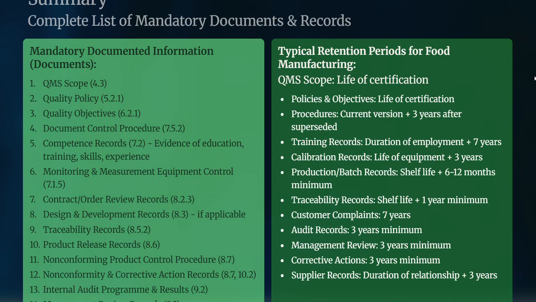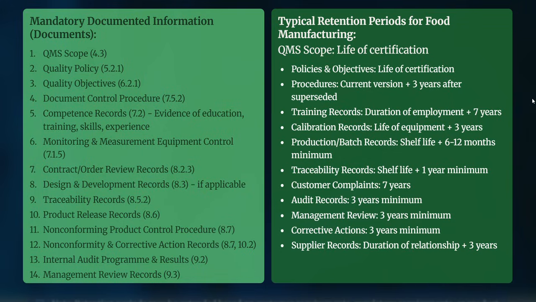And the typical retention period for manufacturing: the QMS scope, you need to retain it for the life of the certification. That's the retention period. For the policies and objectives, you need also to retain them for the life of the certification. For procedures, you need to maintain the current version plus 3 years after superseded. And the training records you need to maintain during the duration of the employment plus 7 years.